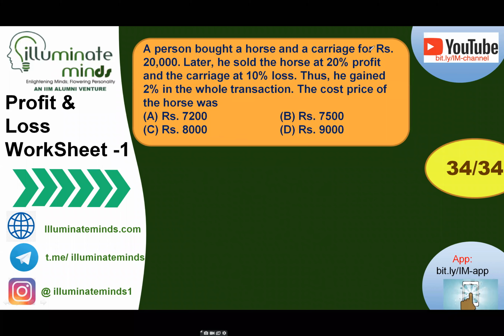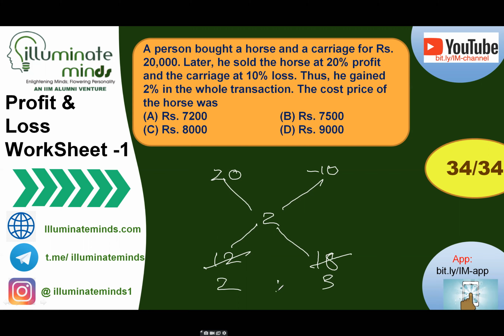So this is a person bought a horse and a carriage for rupees 20,000. Later he sold the horse at 20% profit and the carriage at 10% loss. He gained 2% in the whole transaction. So again, we'll employ allegation to solve this. 20% profit in one, 10% loss in carriage, and overall 2% profit. So 20 minus 2 is equal to 18. 2 minus 10 is equal to 12. This is the ratio. So this is 2 is to 3.